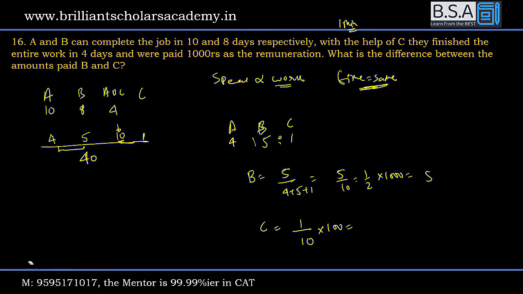Mistake. 500 rupees and 100 rupees. 500 rupees, and 1/10 of 1000 is 100 rupees. What is the difference between B and C? The difference is 400 rupees. Let us move on.